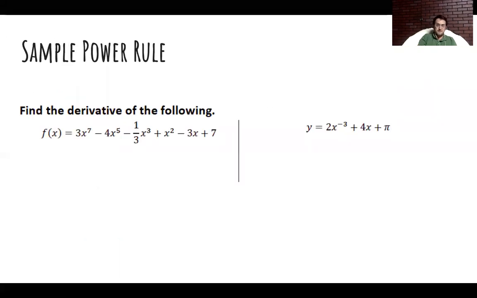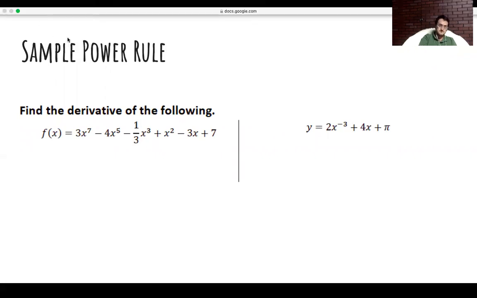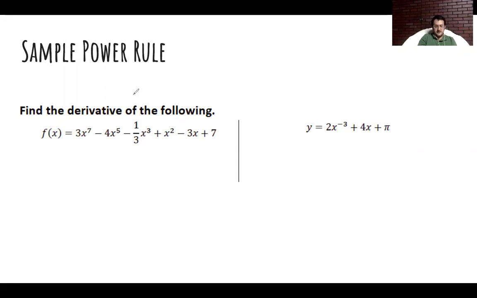All right, let's look at some power rules here. On this one, we're going to take our coefficient times the exponent. So we get 21x to the 6th. And then here we have 5 times a minus 4. So we're going to get minus 20x to the 4th. 3 times 1/3, which is just 1. Exponent goes down by 1. 2x.